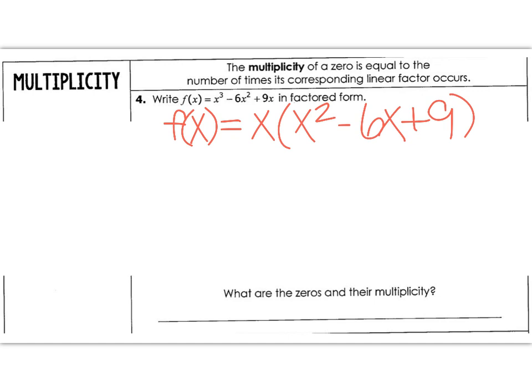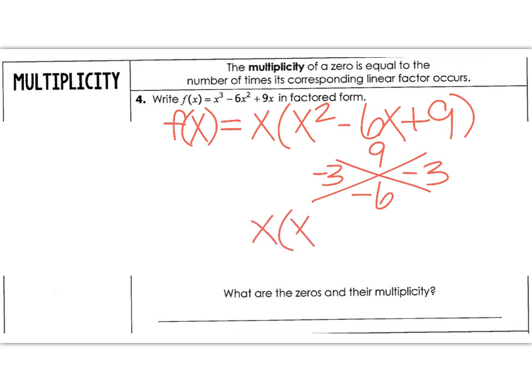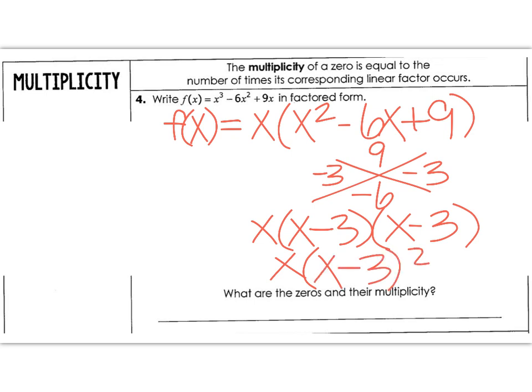Then we want to factor what's inside the parentheses. We do our diamond, 9, negative 6. Two numbers that multiply to 9 and add up to negative 6 would be negative 3 and negative 3. So we're left with x times x minus 3 times x minus 3. Another way we can write this is x times x minus 3 squared.